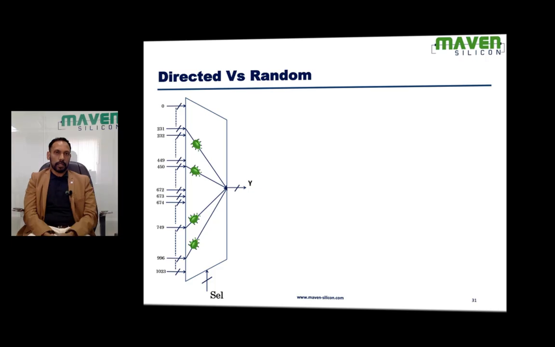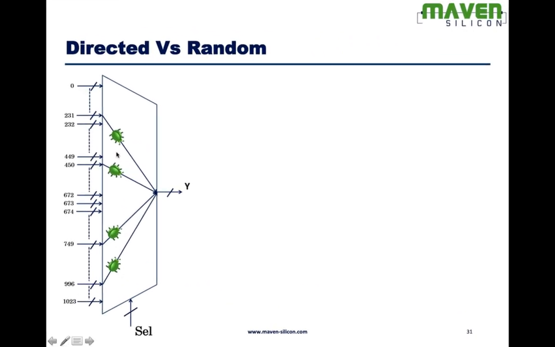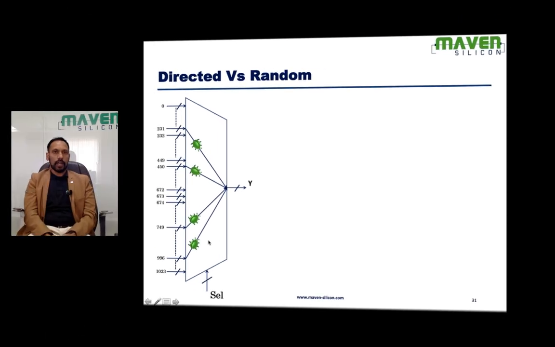It's a huge multiplexer. And let's assume that there are 4 bugs lying in this multiplexer. One is at 231, the other one is at 450, the other one is at 749, and the last one at 996. There are 4 bugs. During simulation, we should be able to find all these bugs. Let's start off with the directed test case. How this is going to work, we need to analyze.